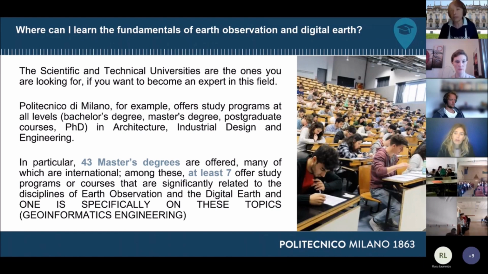Obviously here I will present only the example of Politecnico di Milano because I'm a professor here, and I'm sponsored by Politecnico, but obviously you can find something similar in other universities. At Politecnico di Milano, at least 7 masters, out of 33, have some courses related to these topics. And if you say, I'm absolutely interested in geoinformatics and Earth observation, please consider that at the Politecnico there is also one master specifically on these topics, called geoinformatics engineering. So there is the possibility of studying exactly what we are speaking about in this project.